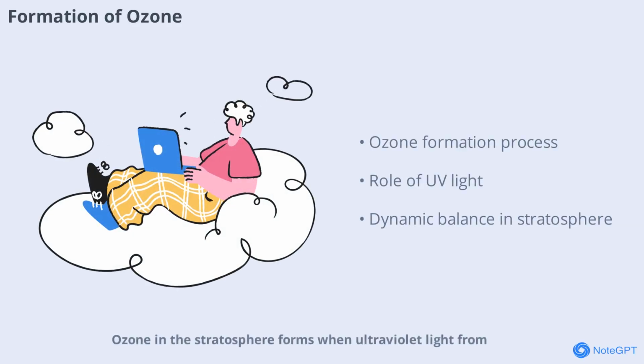Ozone in the stratosphere forms when ultraviolet light from the sun splits oxygen molecules, O2, into individual atoms. These atoms then combine with other oxygen molecules to form ozone, O3. This process creates a dynamic balance, with ozone constantly being created and destroyed. The ozone layer's ability to absorb UV radiation depends on this balance. Disruptions to this process can weaken the ozone shield, making it less effective at protecting life on Earth. Next, we'll discuss what threatens the ozone layer.